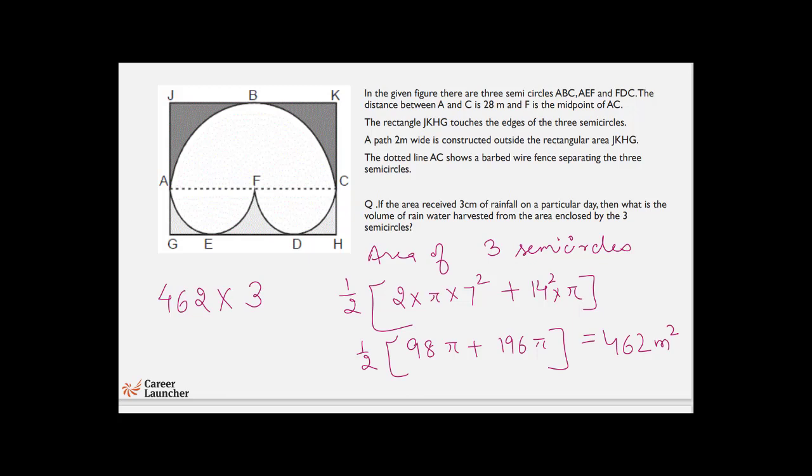Will that give me the right answer? No. Why? Because this area is in meter and the data about the rainfall received is in centimeter. So this has to be multiplied by 3 by 100. So our answer comes out to be 13.86 meter cube. That is the volume of rainwater harvested from the area enclosed by the 3 semicircles.